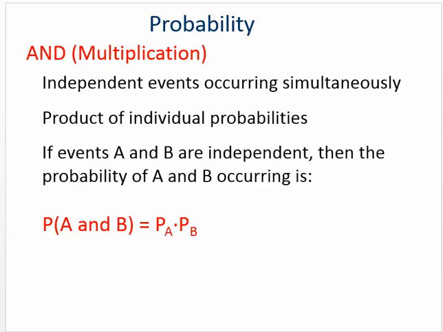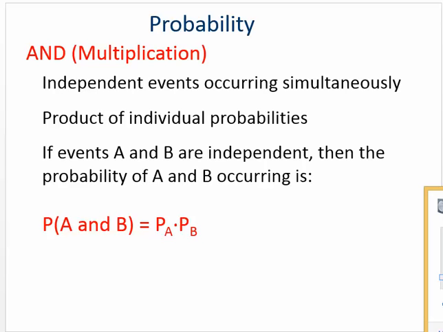All right, let's talk about "and" with probability. "And" is an important thing that we need to discuss. If we have independent events occurring simultaneously, it's the product of the individual probabilities. Product meaning the multiplication of the individual probabilities. If events A and B are independent, then the probability of A and B occurring is, and notice that what they're showing here is the probability of A and B. Well, take the probability of the first event and multiply it by the probability of the second event.